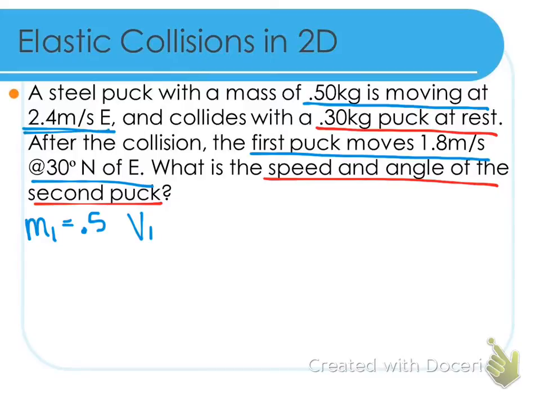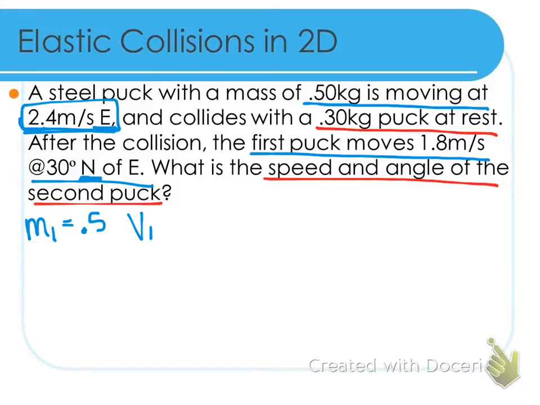v1. Now, all of our velocities here, we see east and we see north. Okay, so we can't put those together, right? X and Y cannot go together. So we have to break these into X and Y components. Okay, we've done that before. We know how to break down a triangle.